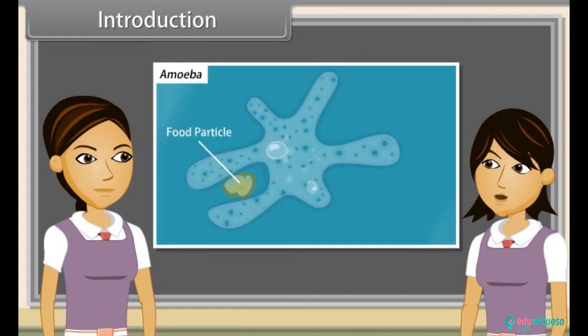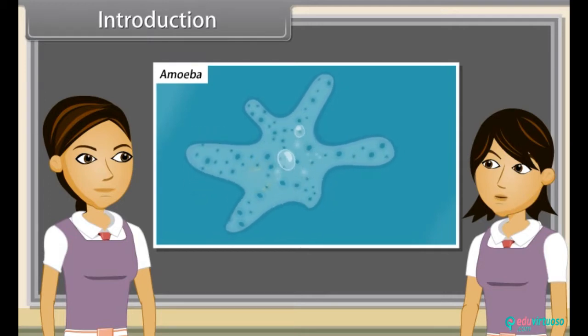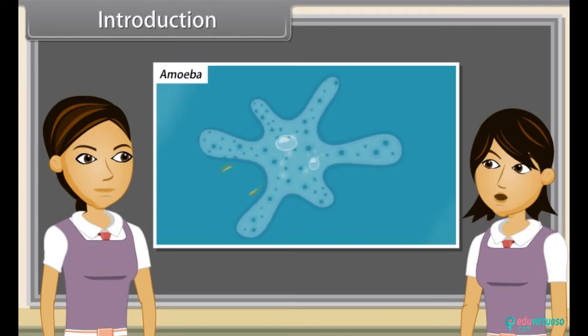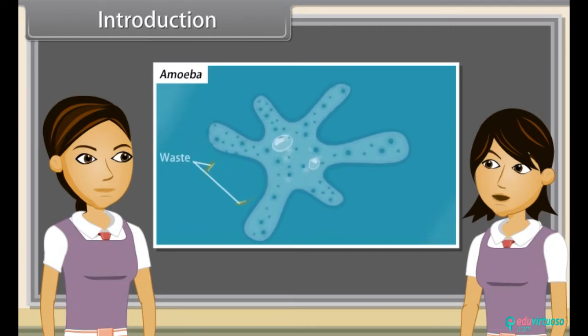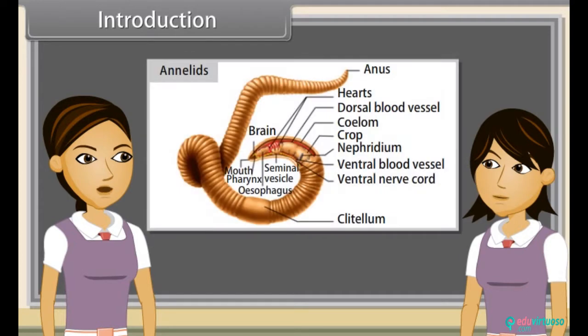Unicellular organisms remove these wastes by simple diffusion from the body surface into the surrounding water. For example, in amoeba, it is done through the plasma membrane. While complex multicellular organisms use specialized organs to perform the same function. In Platyhelminthes, excretory organs are protonephridia, or flame cells, while in annelids, it is nephridia.